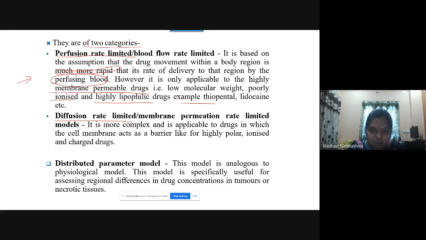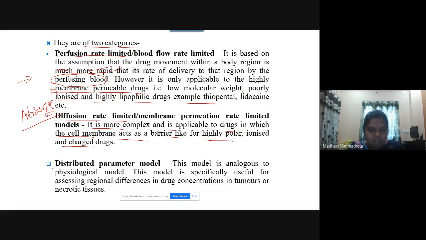In case of diffusion rate limited, it is more complex and is applicable to drugs in which the cell membrane acts as a barrier. See here, you have diffusion rate limited or membrane permeation rate limited models. In that, this is more complex and your cell membrane acts as a barrier. Which kind of drugs will be transported with this diffusion rate limited model? Highly polar, ionized and charged drugs. I think you already know the diffusion phenomena in case of absorption. So the phenomenon is the same as that of absorption.